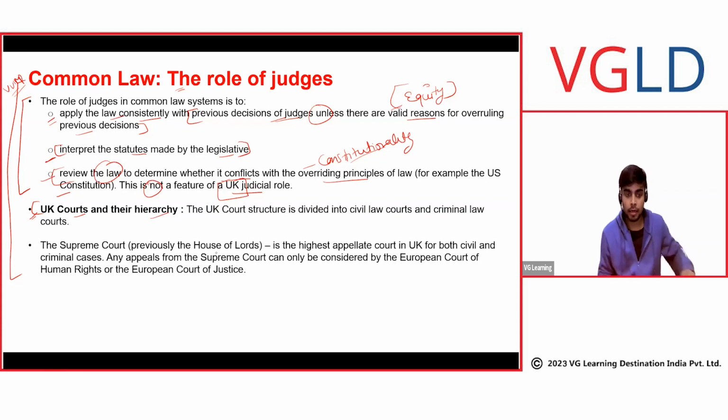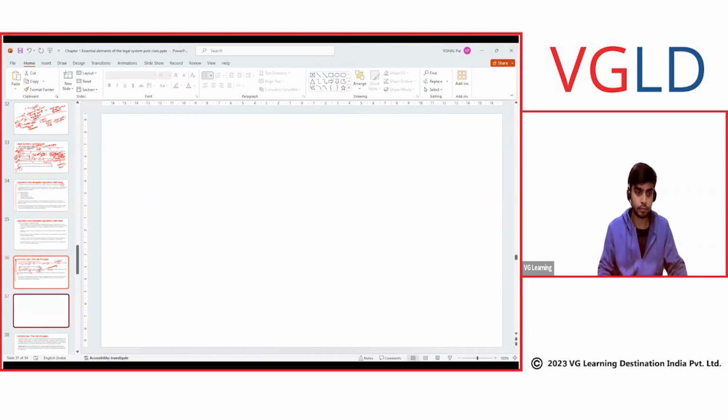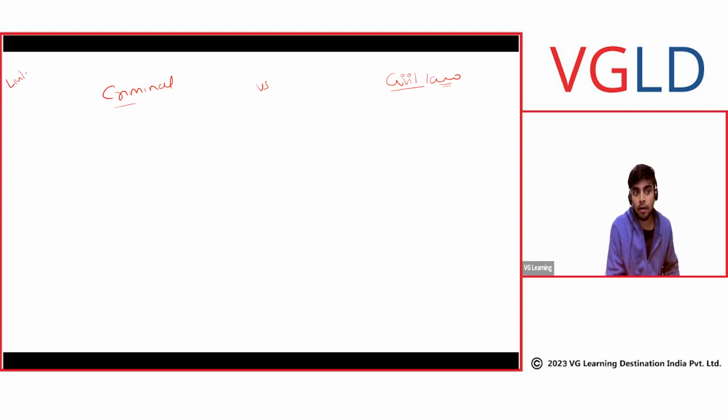So let's see the hierarchy. The hierarchy will be discussed in two senses: criminal versus civil. When I say civil, I hope you understand, whenever the term civil is used here, it is for the area of law, not for the legal system. There is civil law and common law, which defines the legal system.